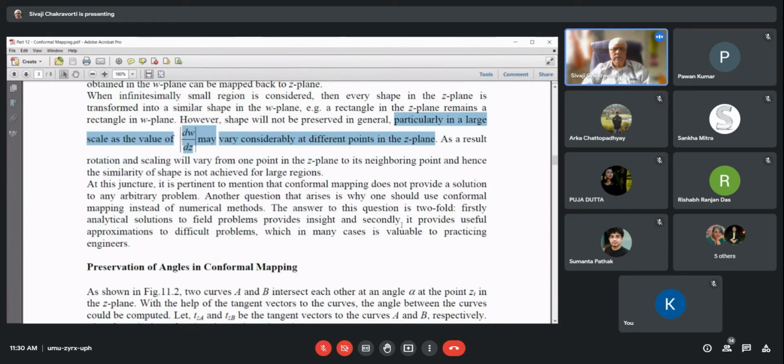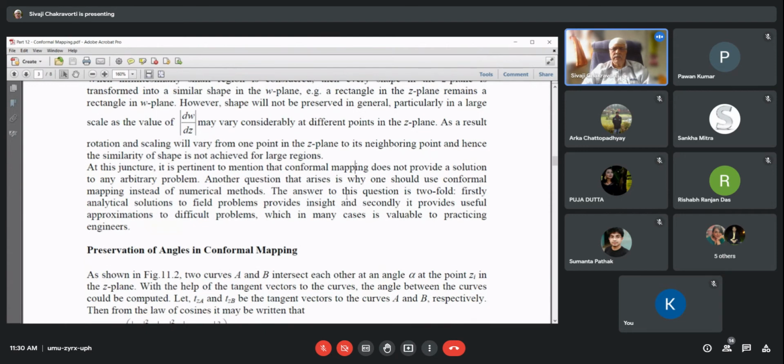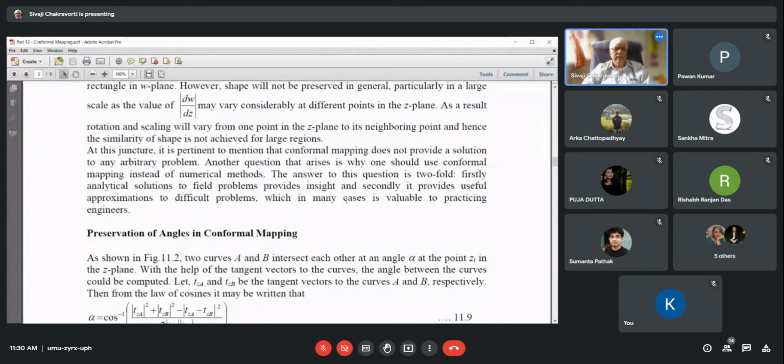Now, why does it not remain the same? Because dw/dz, depending on the shape, if it is large, will vary from point to point on the z plane. And if the slope changes, then we have proved that the ratio of the two length elements keeps on changing depending on the slope at a particular point. So if dw/dz changes, the ratio of the length elements will change, and therefore on the mapped plane you will get a different shape. But please remember that the isogonic property will be preserved. That means the angles will be preserved.